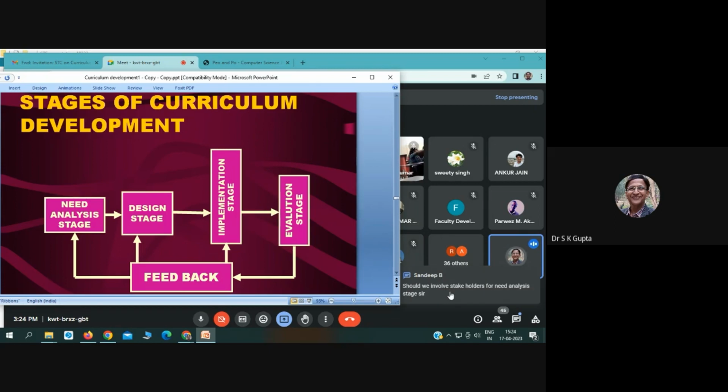Should we involve stakeholders? Needless to say. Yes, Mr. Sandeep Kumar, you have rightly said that without the involvement of stakeholders, how will we be able to establish the need? Whom do you think the stakeholders are? Our industry is a stakeholder, our government is a stakeholder, our society is a stakeholder, our parents are also stakeholders, rightly said. Because as a parent, I should know. You can ask the parents also. So all stakeholders should be consulted for establishing the need of the program.